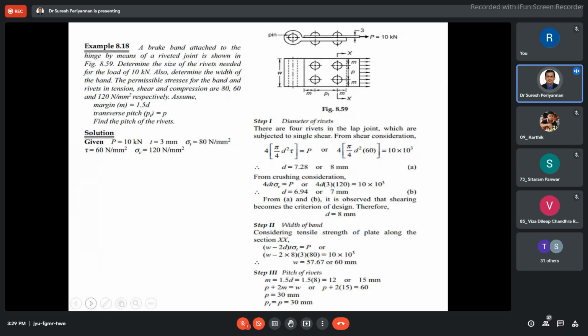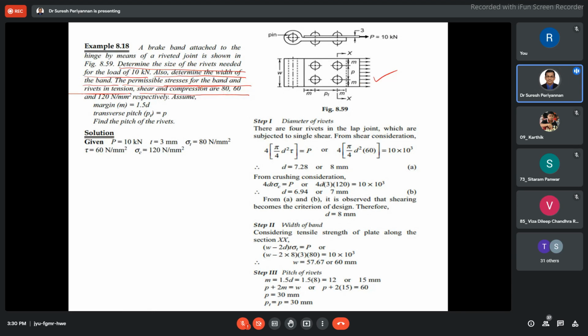Now see the problem. A brake band attached to the hinge by means of a riveted joint is shown in the figure. Determine the size of the rivets needed for the joint for a load of 10 kilonewton. Also determine the width of the band. The permissible stresses for the band and rivets in tension, shear and compression are all given: 80, 60, 120 Newton per mm squared respectively.